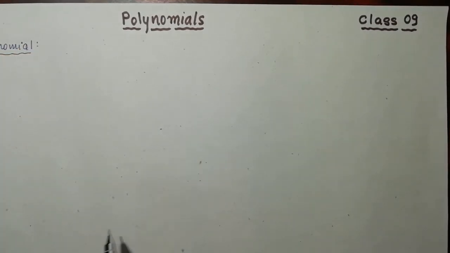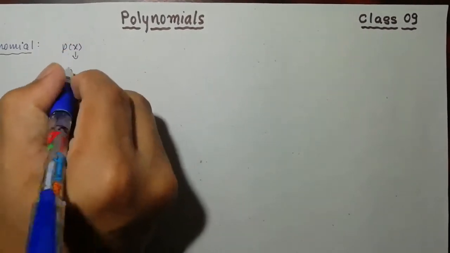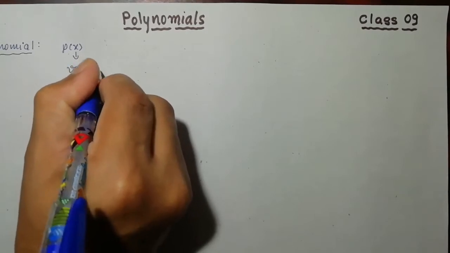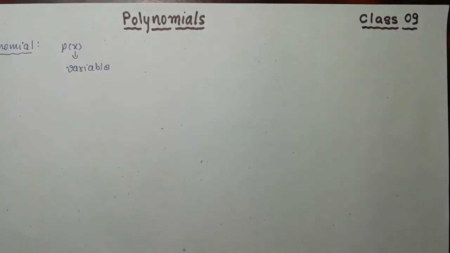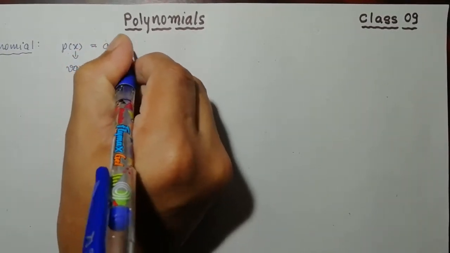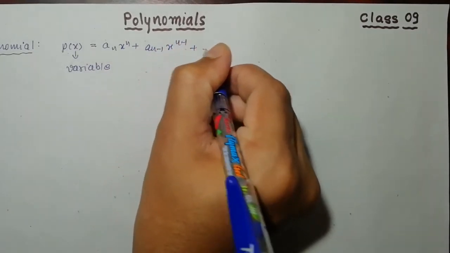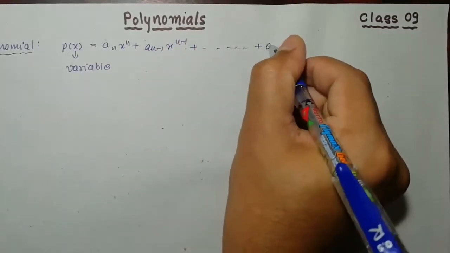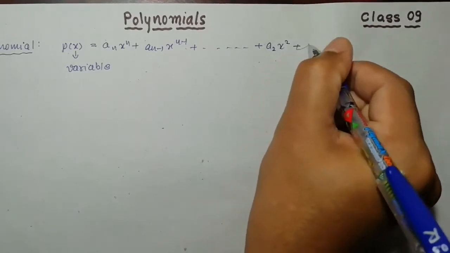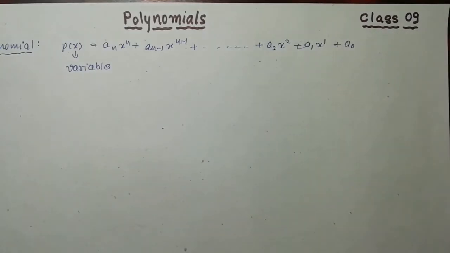In that polynomial, I have written p of x, and here x is the variable. But you can choose any variable, either y or z or t. Like that, x is the variable, and the expression is a n x power n plus a n minus 1 x power n minus 1 plus so on, a 2 x power 2 plus a1 x power 1 plus a naught. This is the general form.